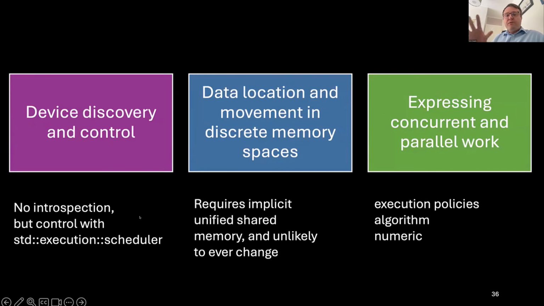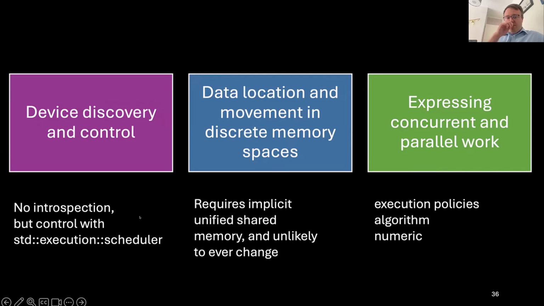So the right-hand thing is all the C++17 standard algorithms with the execution policies. That's expressing parallel and concurrent work. The left-hand one, devices, is basically where stuff should run. That's coming in C++26 with senders and receivers and the schedulers, but I can't really introspect my platform like you could in OpenCL or SYCL or something. You can't figure out what devices you have and then make decisions based on those.